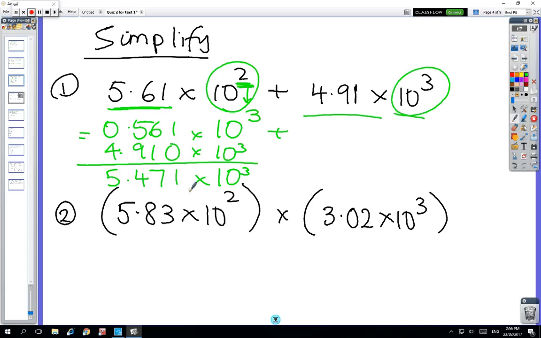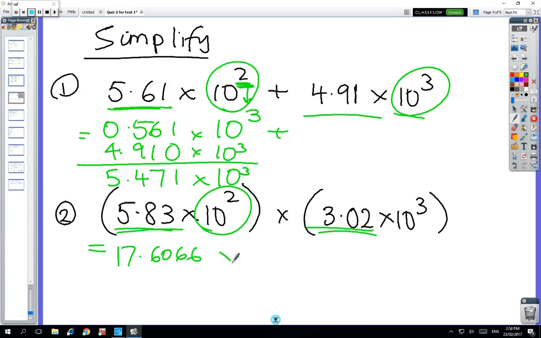Okay, I'm just going to pause and get a calculator. Okay, I'm back. I just had to get my calculator for this next one. So we need to multiply those numbers together to start with. So 5.83 times 3.02. So I get 17.6066. So that's the number out the front for the time being.